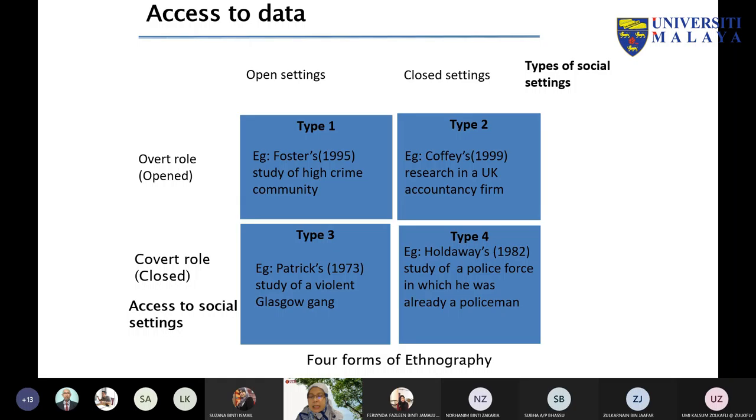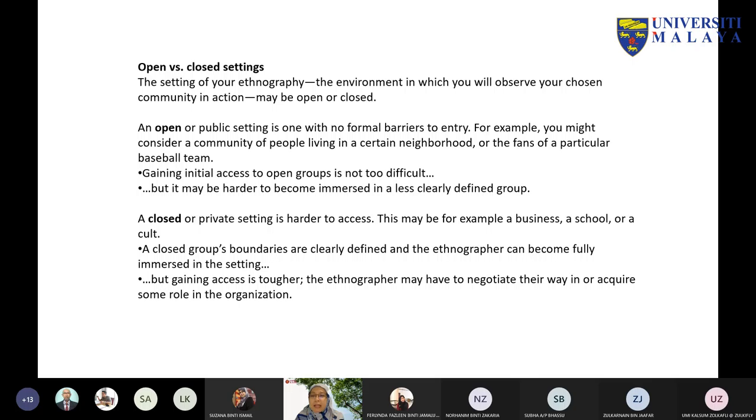Remember, to discuss open setting and closed setting, overt role and covert role. The setting of your ethnography: open is a public setting with no barriers to entry. No barriers to enter, so an open setting would be a high crime community.